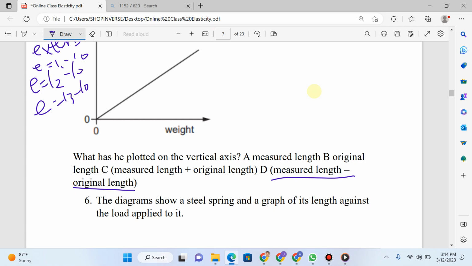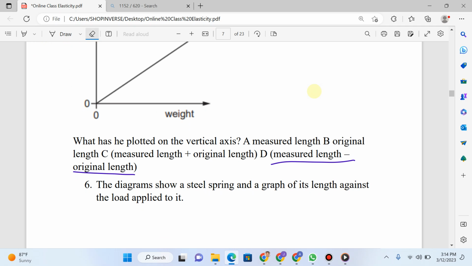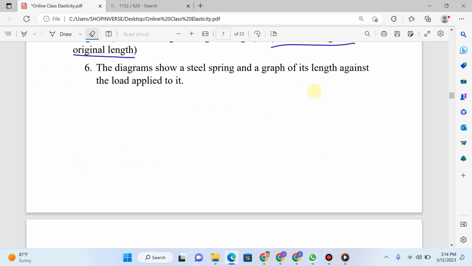Yeah, so that's what it means. So he has plotted a graph of measured length against the original length. Original length means the length when no force is applied. That's the length when extension is 0.